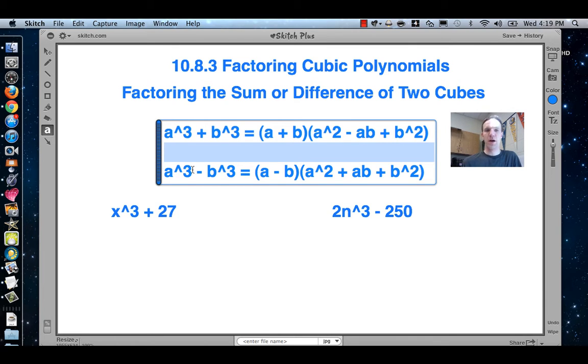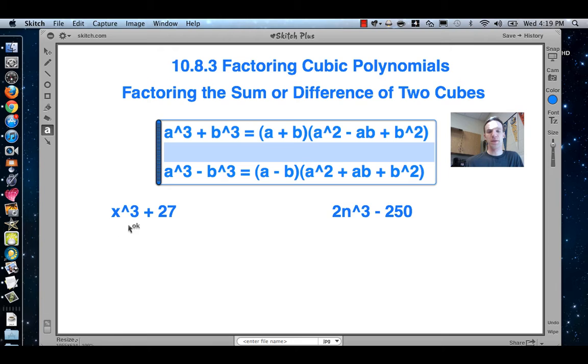plus b cubed. Alright, then we have a very similar formula for a to the third minus b to the third, and the difference here is now it's a minus b times a squared plus ab plus b squared. So we change these two signs so they flip or reverse from each other. The plus minus, now it's minus plus. So here's the application for this.